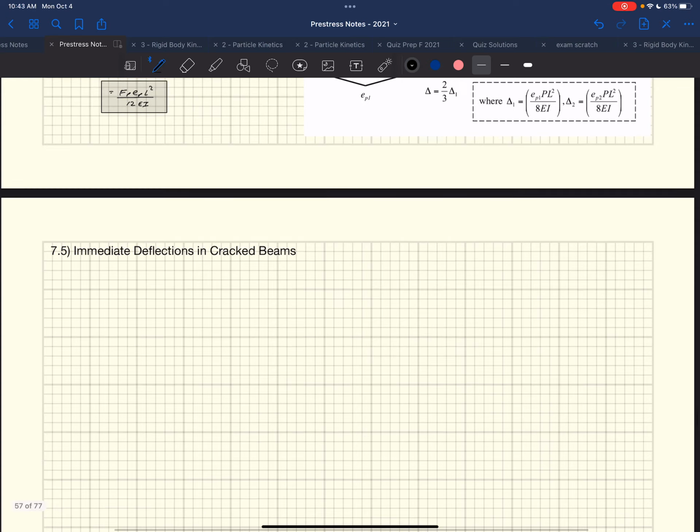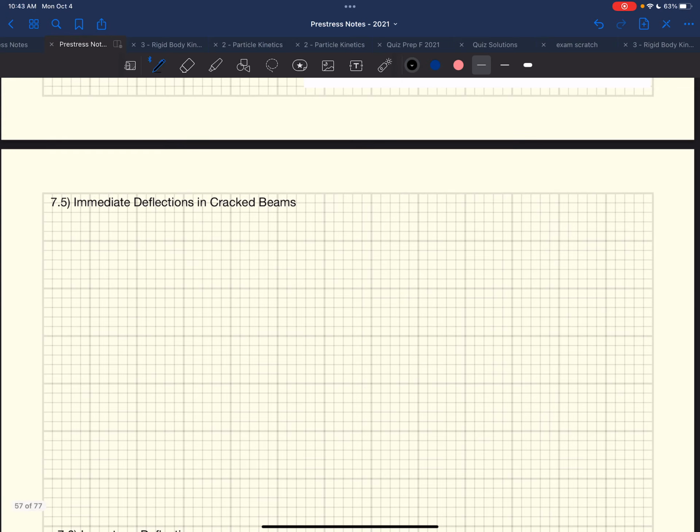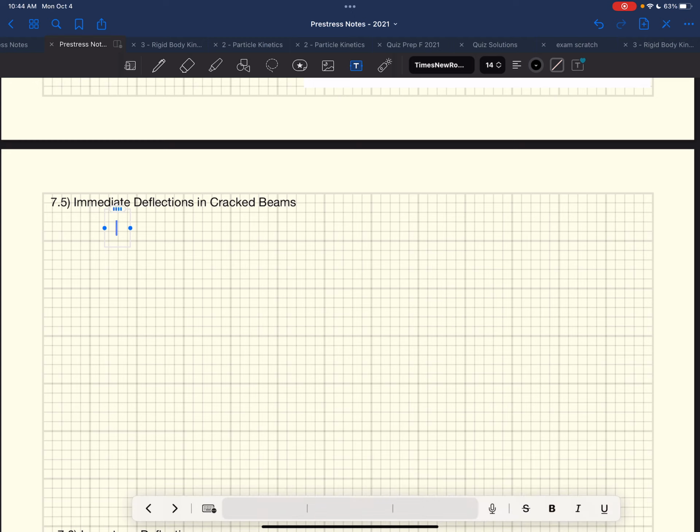Immediate deflection and cracked beams. Okay, so we'll lay this thing out. We have time to do this in 6 minutes or so. All that stuff before is for uncracked, linear members, right? We're not going to deal with cracked members in here, but I would say typically it's not an issue.